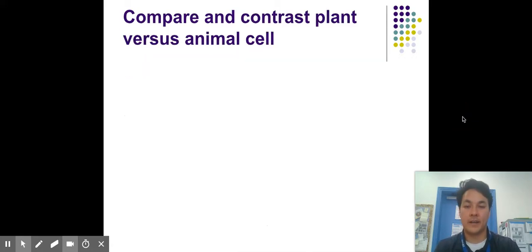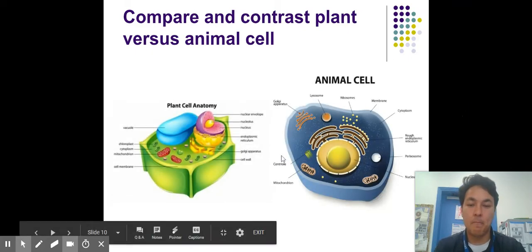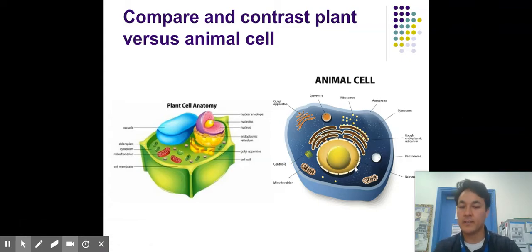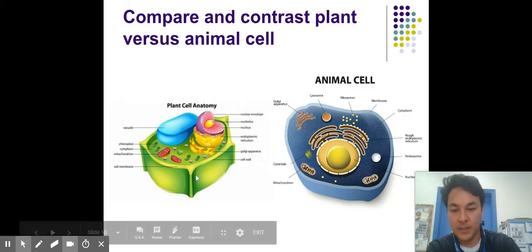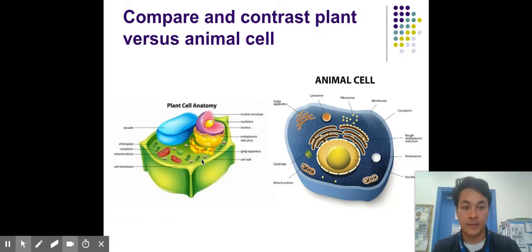Okay, can you compare and contrast plant and animal cells? Well, they have many of the same organelles. They're each going to have a nucleus, an endoplasmic reticulum, ribosomes, lysosomes, Golgi apparatus, mitochondria. But what plant cells have that is different is chloroplasts. Chloroplasts are what engage in photosynthesis. They're able to capture sunlight and convert carbon dioxide and water into glucose.